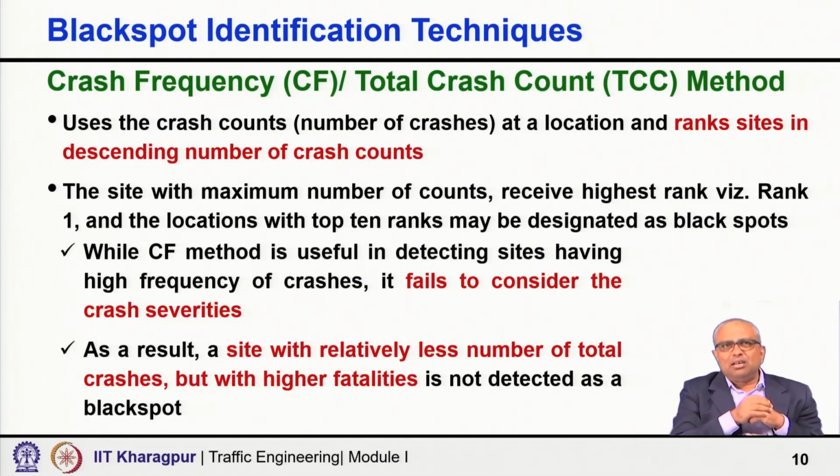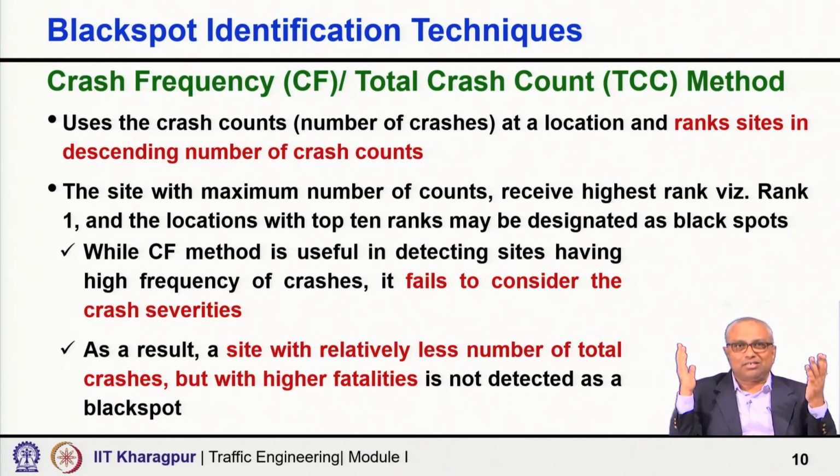Now, the CF method, or when you are using crash frequency, is useful in detecting sites having a high frequency of crashes, because you are considering the total number of crashes, nothing else. But then it fails to consider the crash severity, because you can always argue that maybe 2 locations have the same number of crashes, but in one case more fatal crashes are happening. So, I should logically give higher priority to that one.